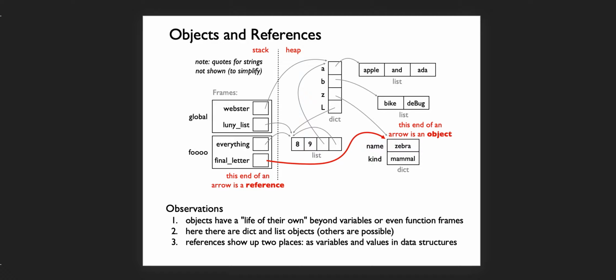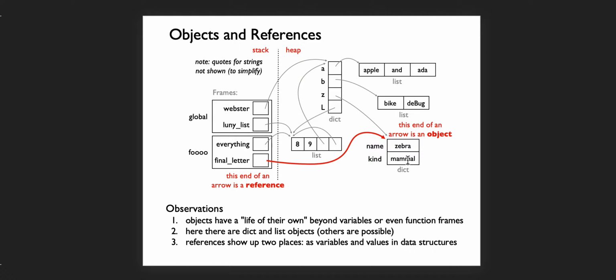So what is an object? Whatever is being pointed to by the pointy end of the arrow, the arrowhead, is going to be an object, and whatever is at the place where the arrow is originating, which would be at this end, that's going to be called the reference. So let's talk about a few observations here.